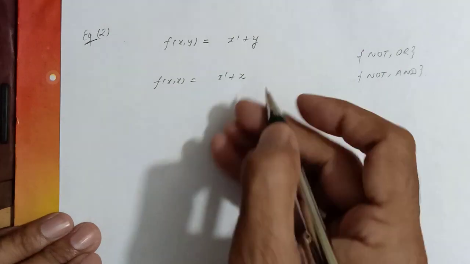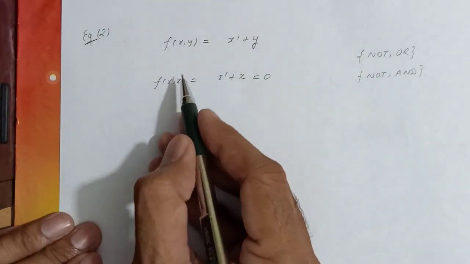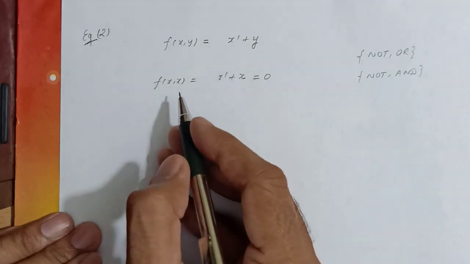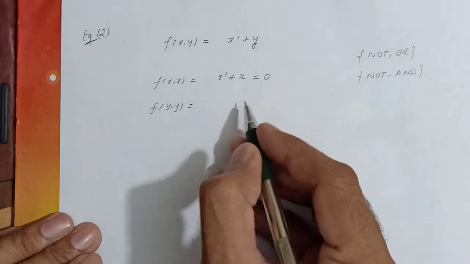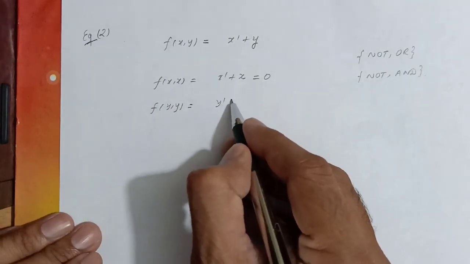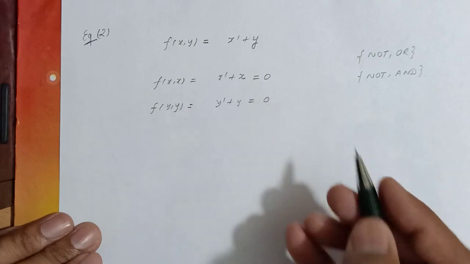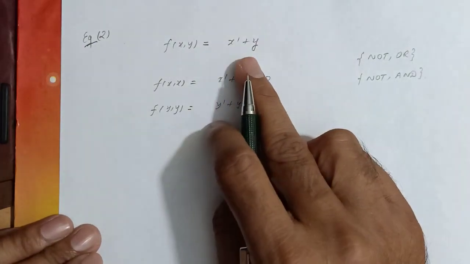Okay, so it will always be 0. Now we will try to make y as x as y. So f of y, in place of x we have written y. So y dash plus y, again it is giving 0. So clearly we are not able to derive complement here by using this operation.